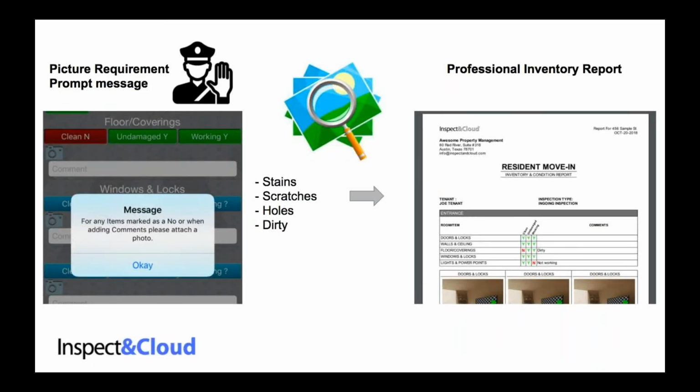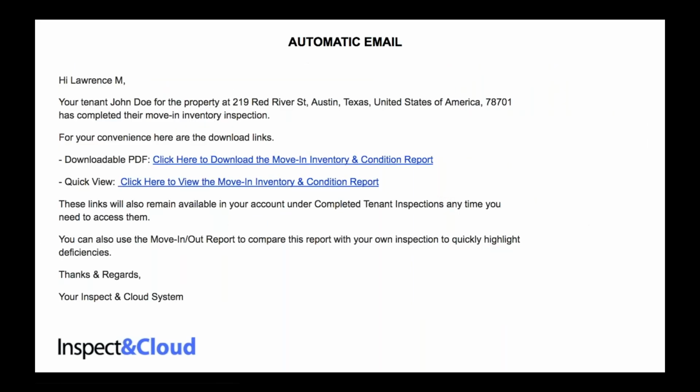So the way this looks is, the tenant moves in, they log into the app, and it's branded to your company. And as they mark deficiencies, they're given a prompt message notifying them to include a photo. And so this results in requiring photo documentation for their inventory form. And when they're done, no trips to the office are required by either party. So when they're finished, you receive an email notification of the inventory and condition form.